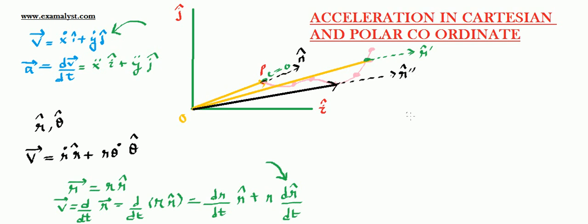So it is quite clear that in the polar system, the r cap is changing with position. And we know that theta cap is perpendicular to r cap. So if r cap is changing, then quite naturally theta cap is also going to change. Okay. Why did I say theta cap is also going to change with time?